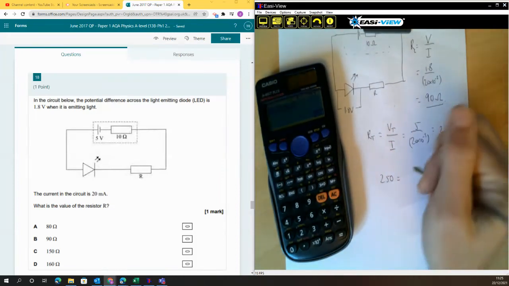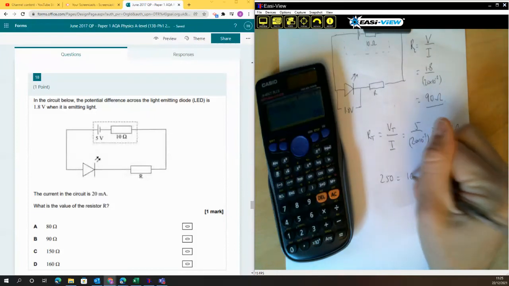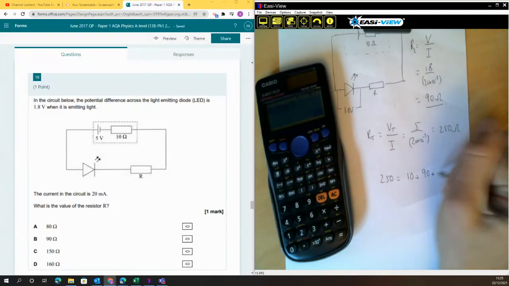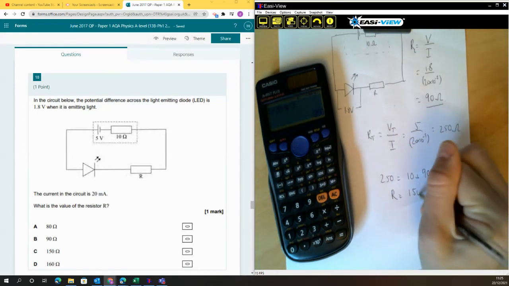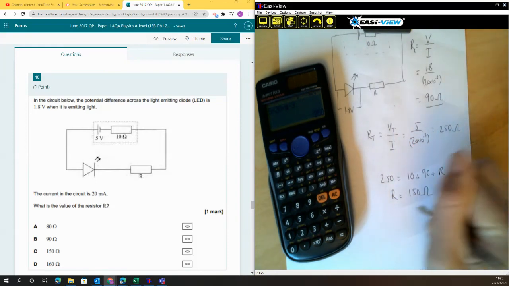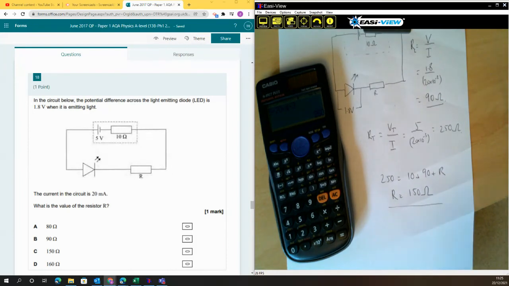So that 250 ohms must equal the 10 plus the 90 plus the missing value. And you can see that the missing value, therefore, is 150 ohms. There are other ways to do that, but you end up at the same point. You could work out what the missing voltage is, the missing potential across each. But I think that way is fairly straightforward.